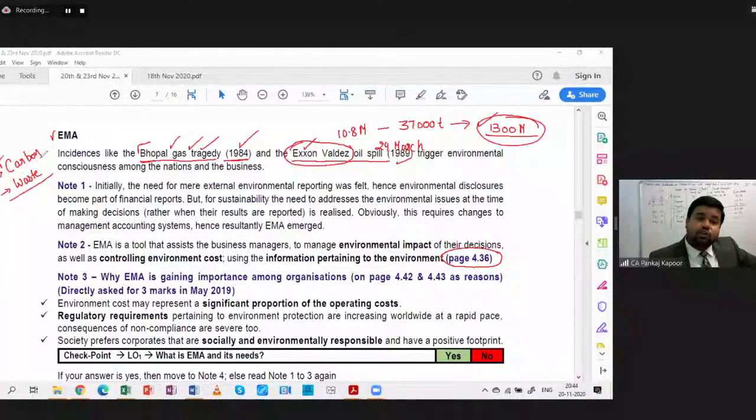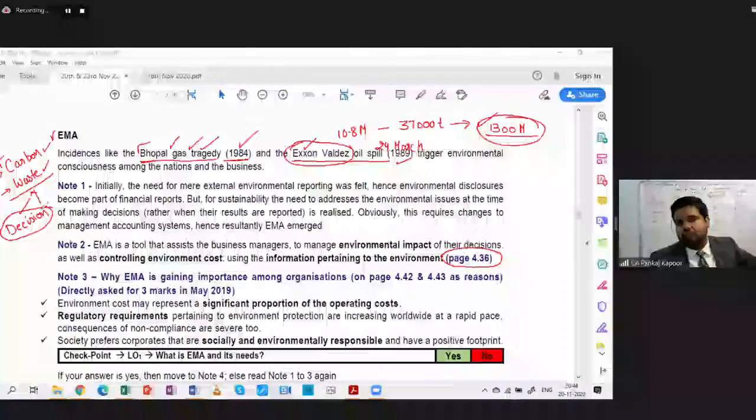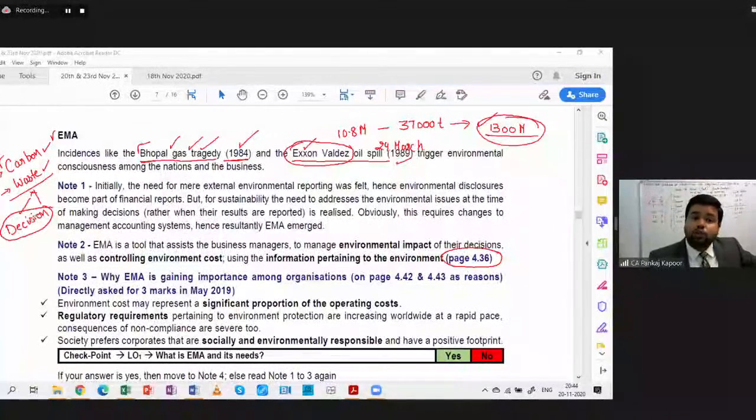So obviously, it is not important that you tell in your annual report, okay, we create this much of the carbon, we generate this much of the waste. What is important? While taking the decision due to which this carbon or this waste is generated, you must take the ecology into consideration. Hence, the management is bound to consider the ecology when they are taking the decision. Hence, the environment needs to be part of the management accounting system. And slowly, another form of the management accounting emerged with the name EMA.